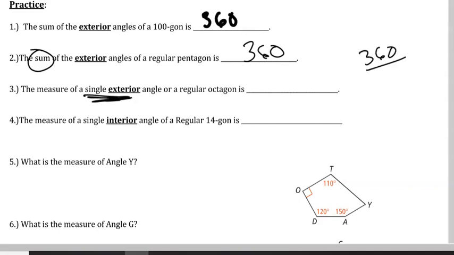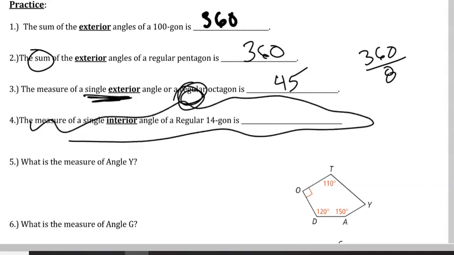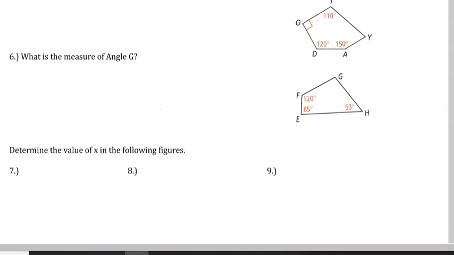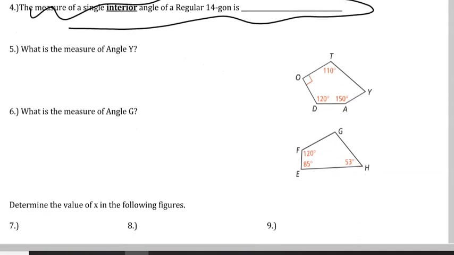and how many exterior angles do you end up having? 8 of them. Divide by 8. 360 divided by 8 equals 45. Because I know that they are all congruent because it's regular. Okay, and then we'll skip this one. So make sure you understand the difference between interior and exterior. Interior, you need a formula. Exterior, you do not.